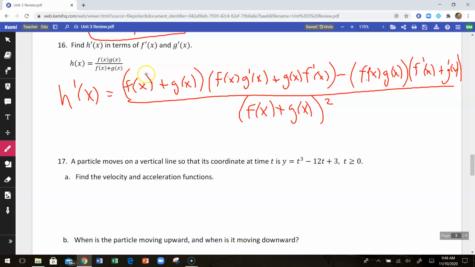But being able to find the derivative and understand what that looks like when you don't know the actual functions is really helping to hone in on the skills of using those rules, the quotient rule, the product rule, and the chain rule.